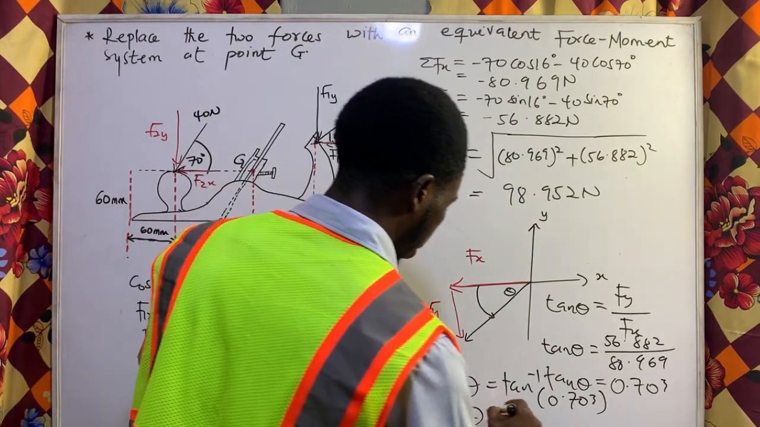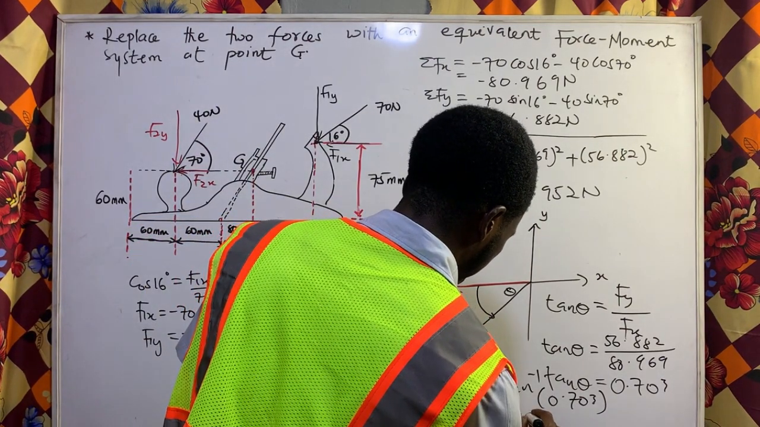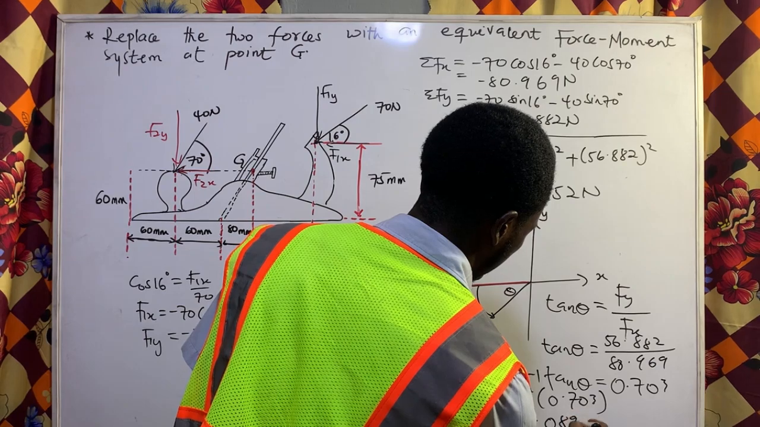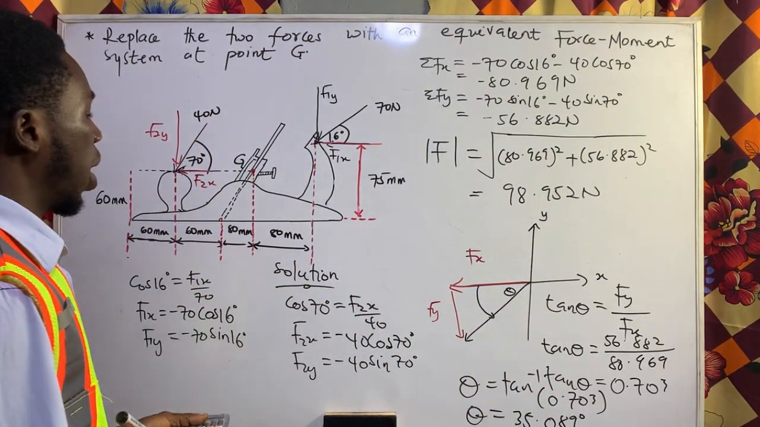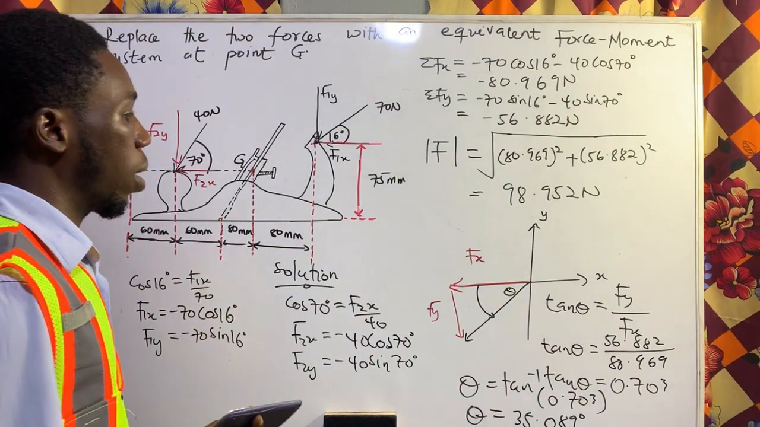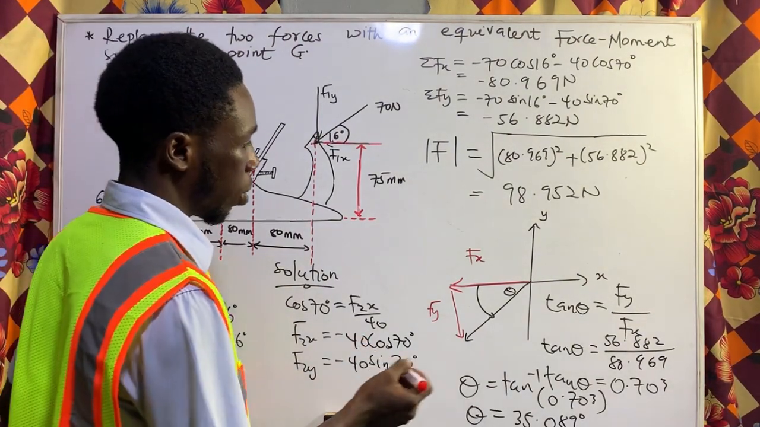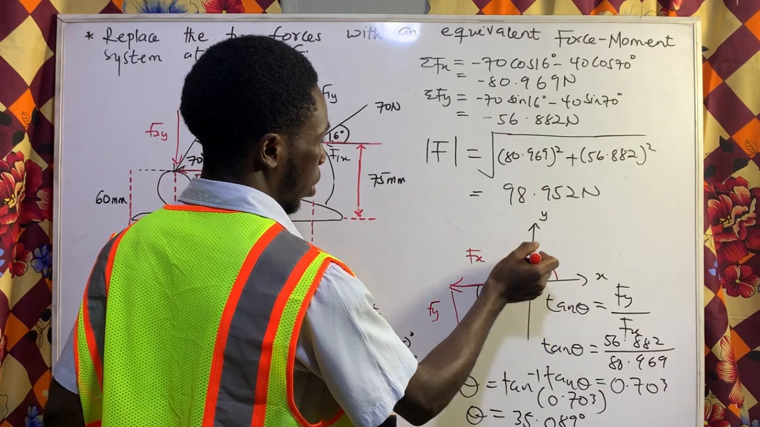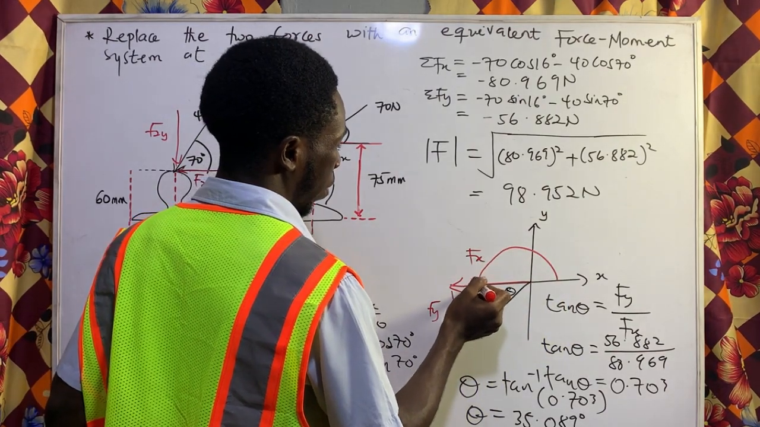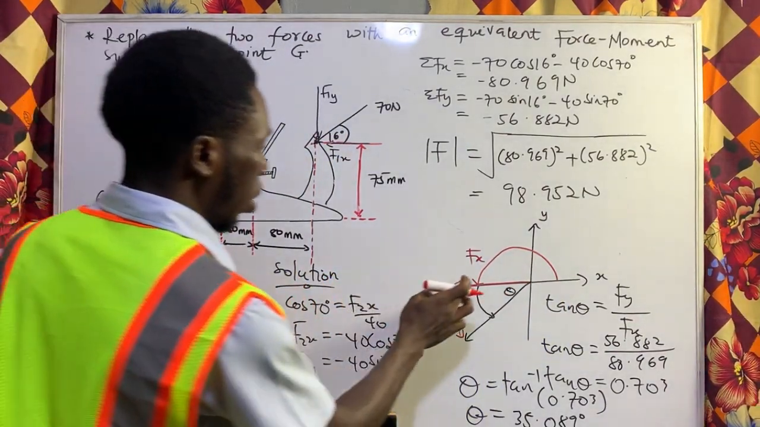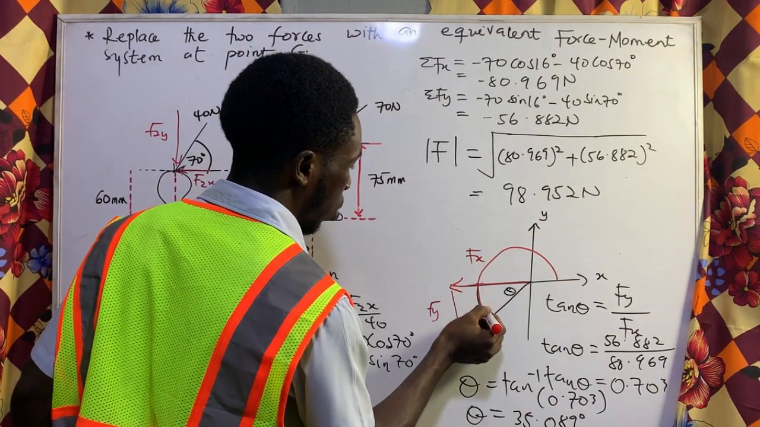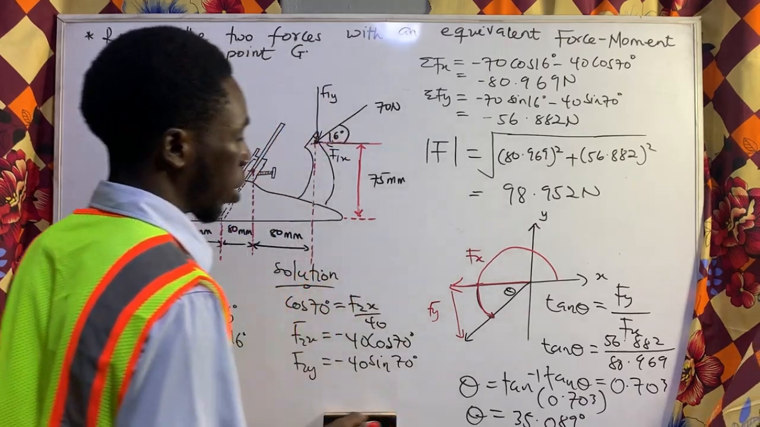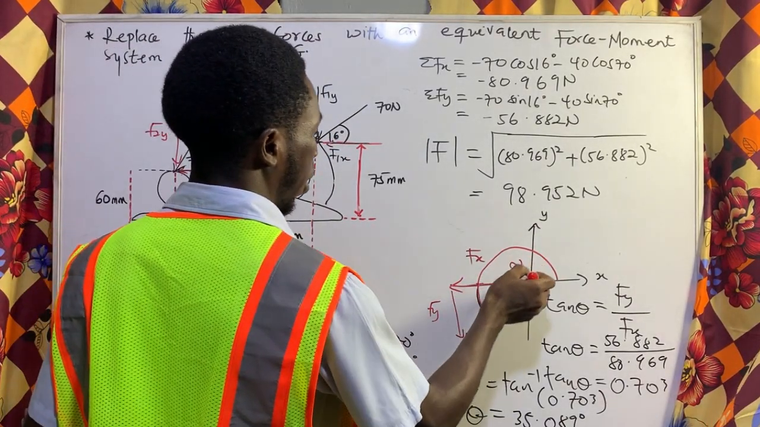That gives us a value of 35.089 degrees. So that's the value for theta. Now I want to find the angle that the resultant force makes with the positive x-axis, which will be this angle here, from the positive x-axis to where the resultant force is. Let's name that angle alpha.